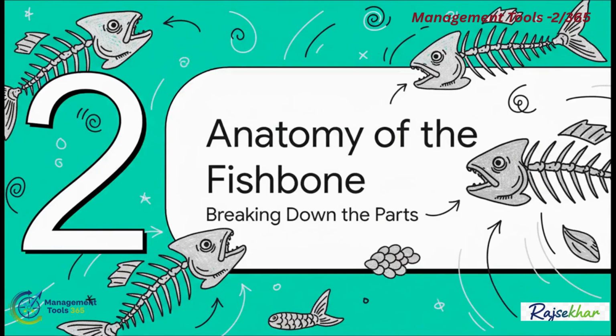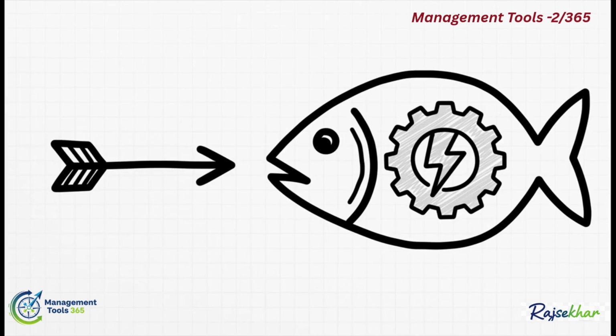So, how is this fish actually put together? Let's break down its anatomy. Everything, and I mean everything, starts with the head of the fish. This is where you write down your problem statement, the effect. And you have to be crystal clear here. If you have a vague problem statement, you're going to get a vague and pretty useless diagram.